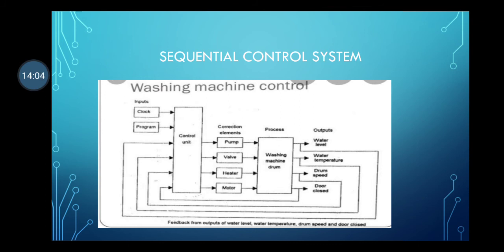Here the control unit operates the process, with components like pump, valve, heater and motor. The process is the washing machine drum, and everything involved in the washing machine drum. And the process is carried out and the output is water level control, water temperature control and drum speed control, and whether the door is open or closed, that is the control. That is the sequential control system example of washing machine control.